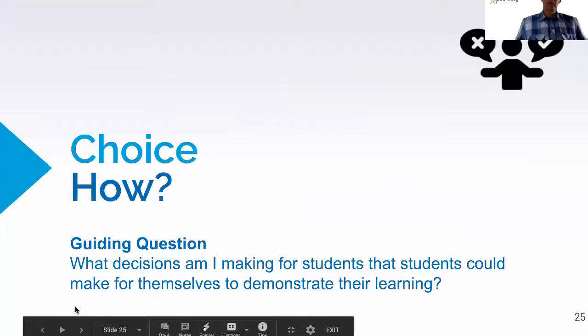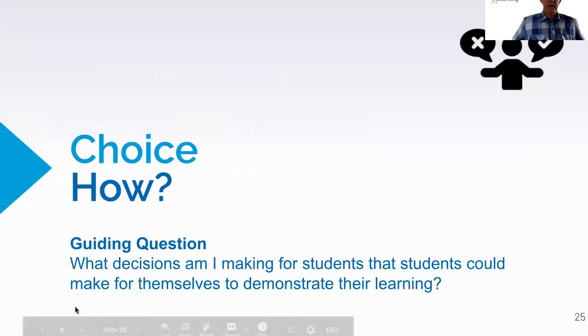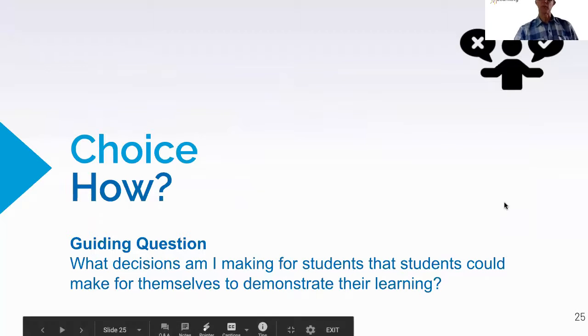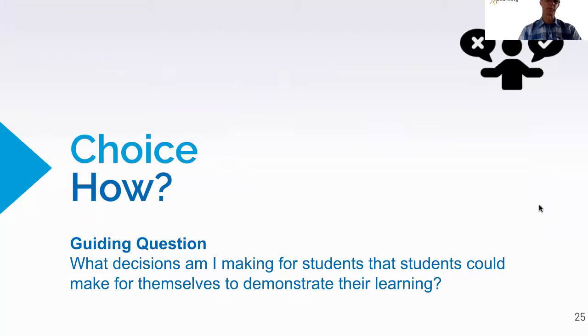So when we look at choice, and we're going to get into kind of the how a little bit, we really want to come back to the guiding question. What decisions am I making for students that they could be making for themselves to demonstrate their learning? We want to keep coming back to this, and this is a question we would love for you to take away and ask yourself as you start to plan lessons and units throughout the year.